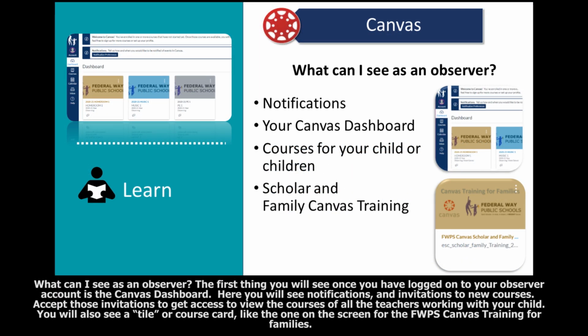What can I see as an observer? The first thing you will see once you have logged onto your Observer account is the Canvas dashboard. Here you will see notifications and invitations to new courses. Accept those invitations to get access to view the courses of all the teachers working with your child. You will also see a tile or course card, like the one on the screen for the FWPS Canvas training for families.